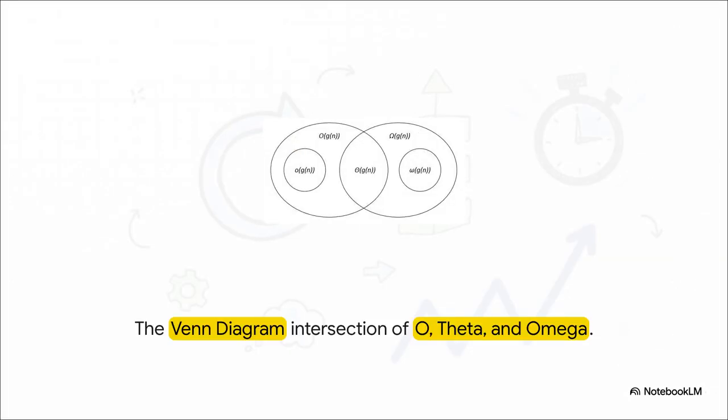The crucial takeaway here is that big theta sits squarely in the intersection of these concepts, kind of like the middle of a Venn diagram. It applies strictly and only when an algorithm is simultaneously big O, meaning it has that confirmed upper bound, and big omega, meaning it has that lower bound. If it satisfies both, it earns that incredibly precise classification of big theta.